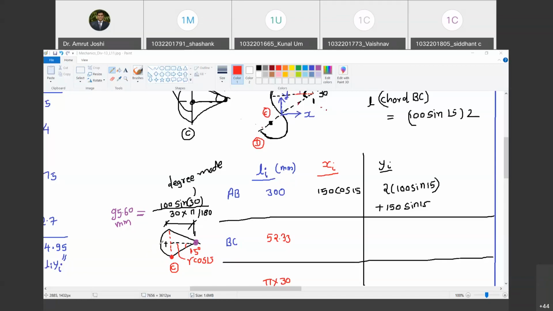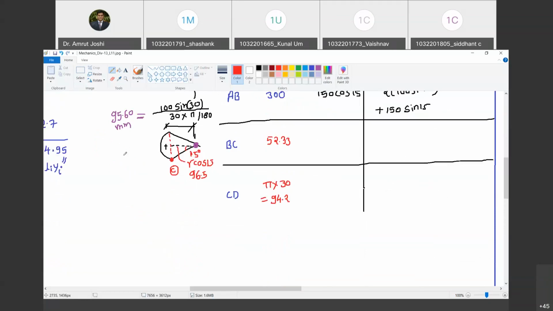It's 96.5. Okay, so that means no problem. That means this sketch that I have drawn is incorrect. This point should lie ahead of 95.6. Are you with me? Nevertheless, I will write it as 96.5. But the actual sketch is going to be like this.